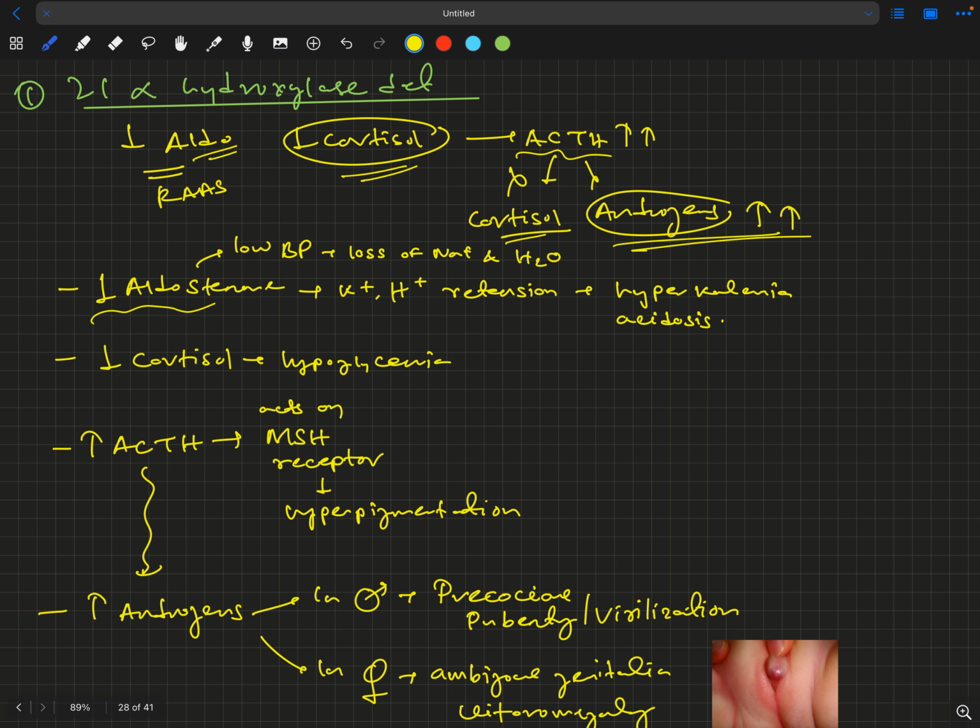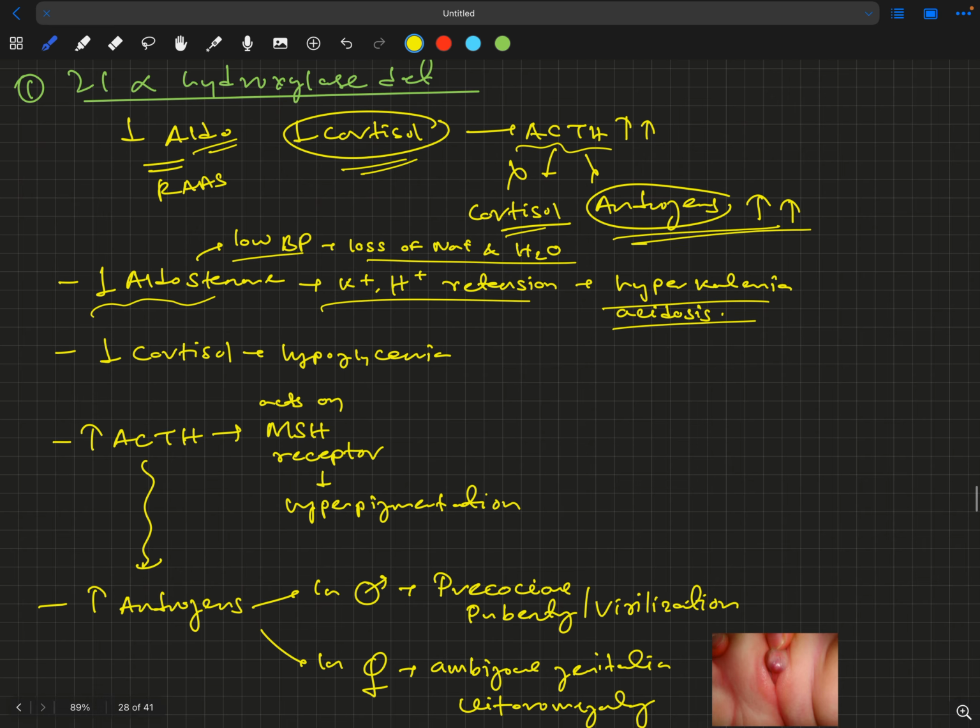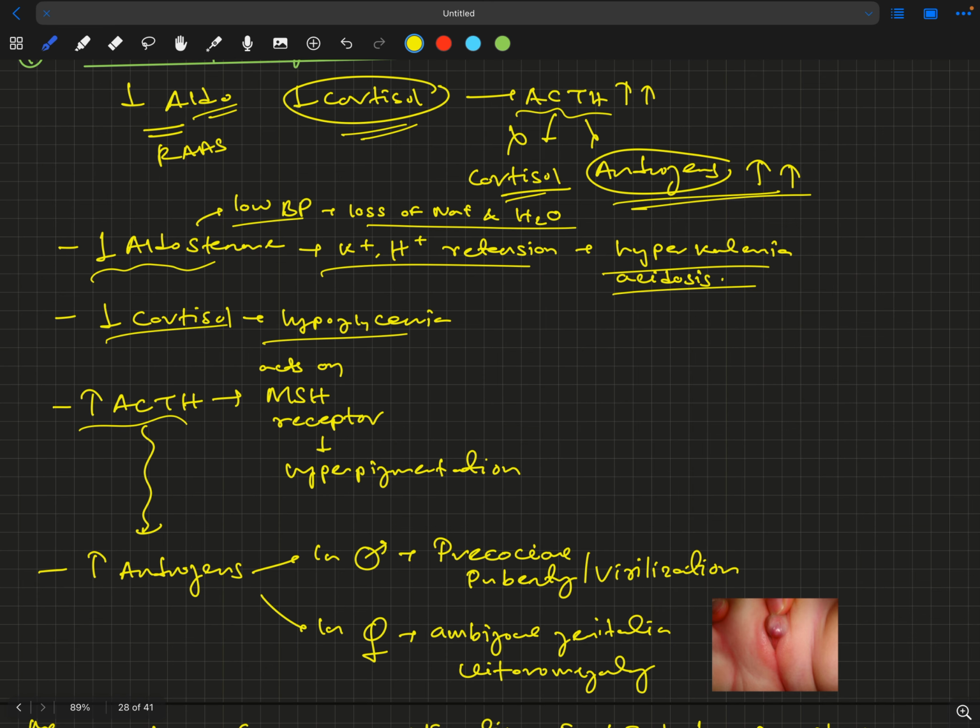Now let's discuss the clinical features. When there is low aldosterone, there will be low blood pressure, due to loss of sodium and water in urine, and there will be retention of K plus and H plus, which leads to hyperkalemia and acidosis. There will also be decreased cortisol. Cortisol decrease can lead to hypoglycemia or shock, and an increase in ACTH.